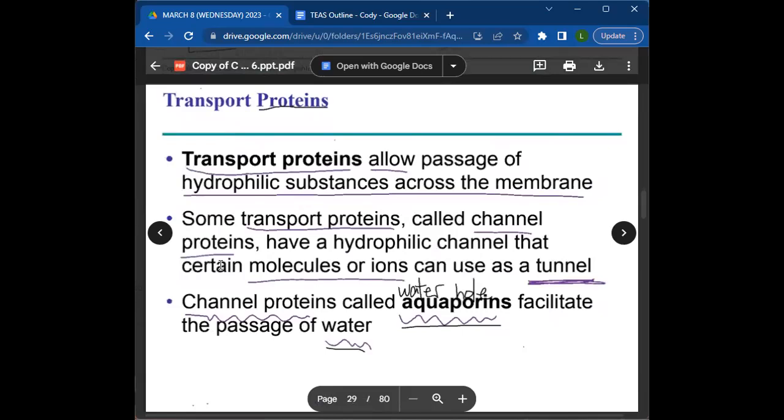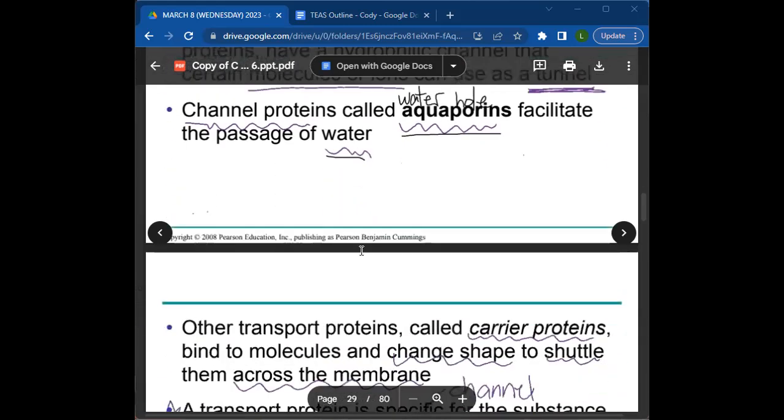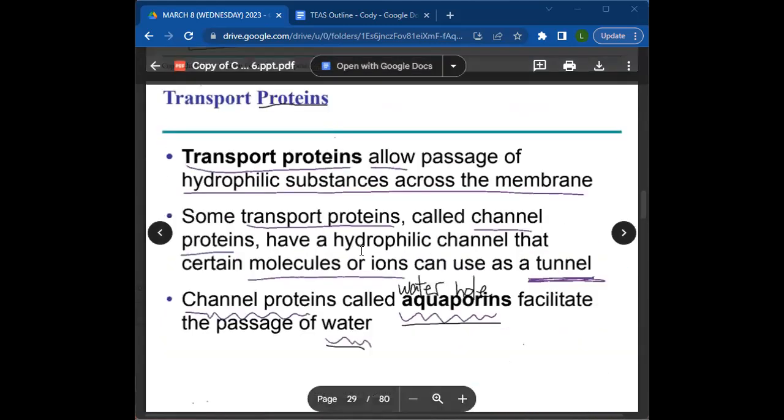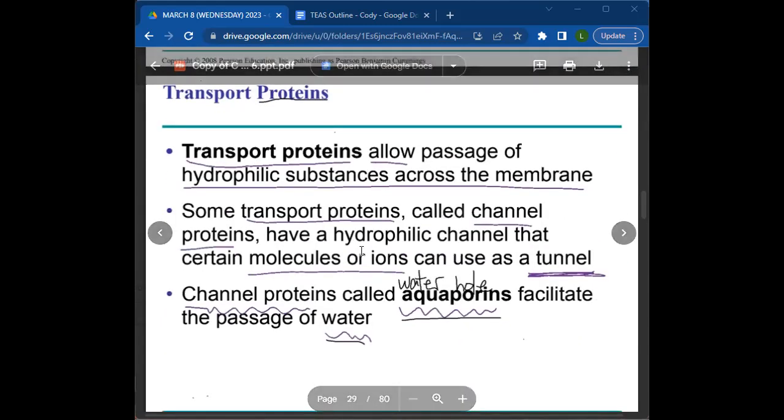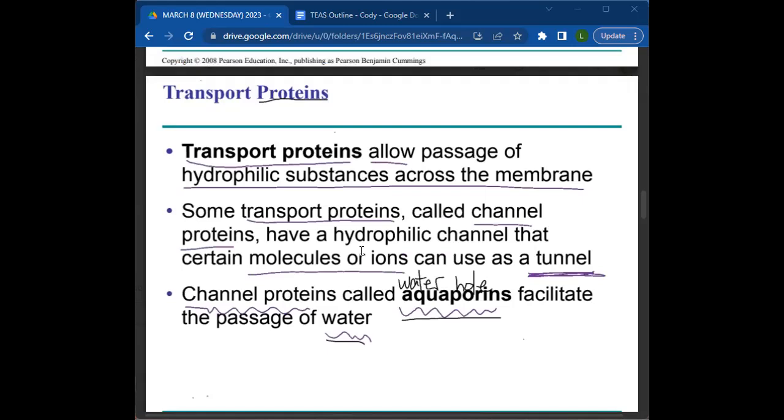So as we mentioned, the polar substances will need the help of a protein in order to move into or out of the cell. There are different types of transport proteins. There can be channel proteins, and then there are also what are called carrier proteins. The channel proteins are just like an open hallway. Stuff can move in and out.